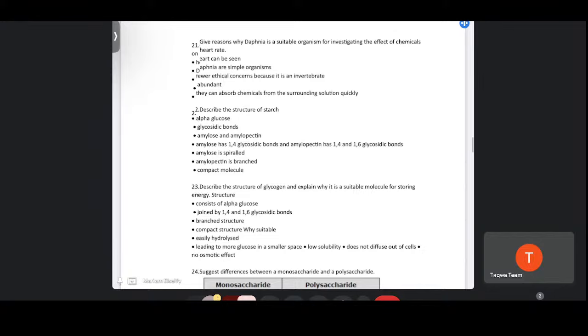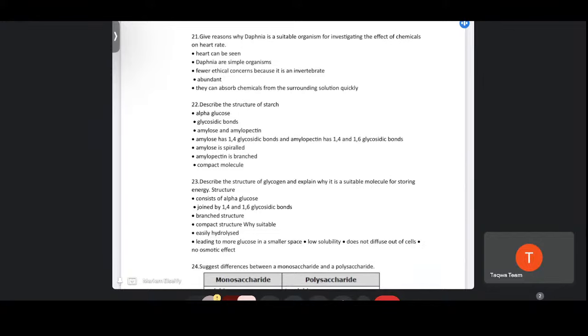Okay, give reasons why Daphnia is a suitable organism for investigating the effect of chemicals on heart rate. Because the heart can be seen, and Daphnia are simple organisms, with fewer ethical concerns because it is an invertebrate. Also, they are abundant, and they can absorb chemicals from the surrounding solution quickly.